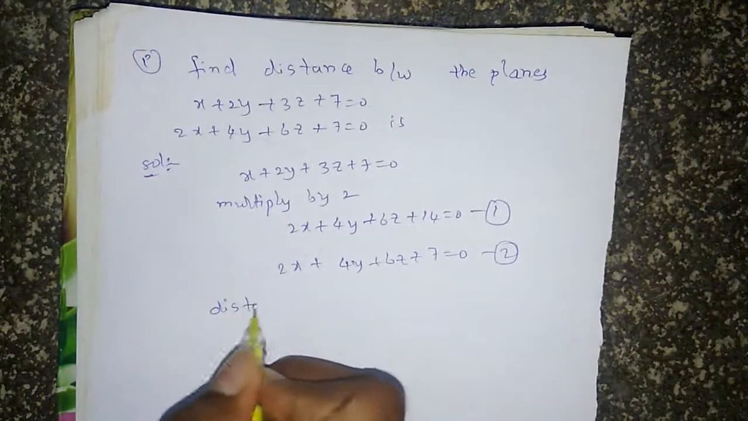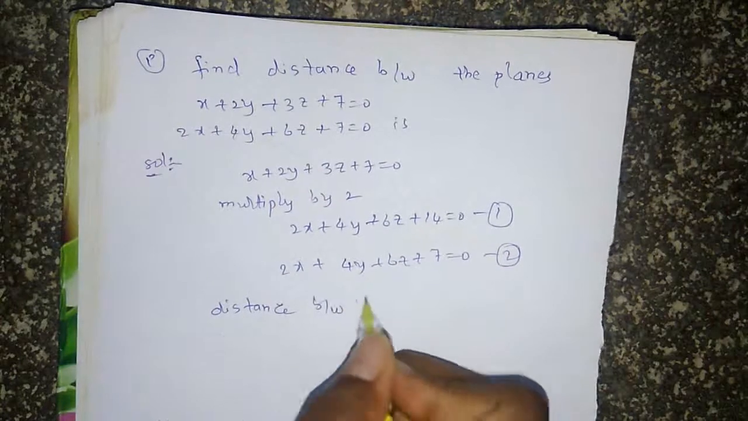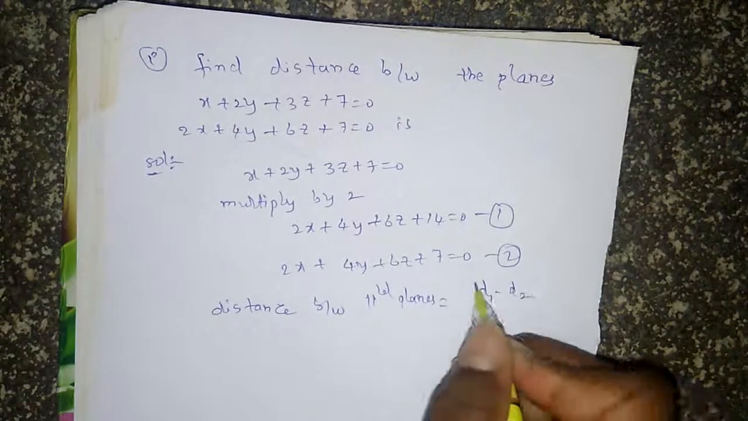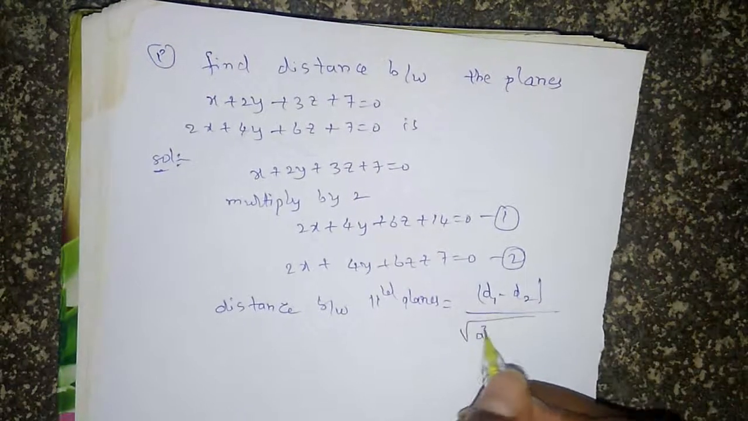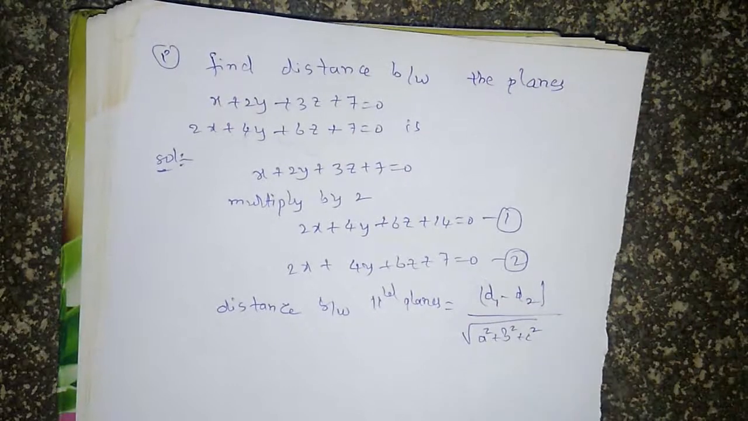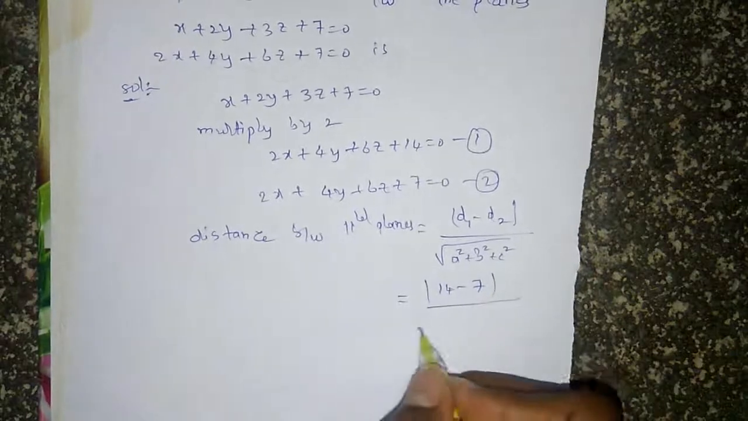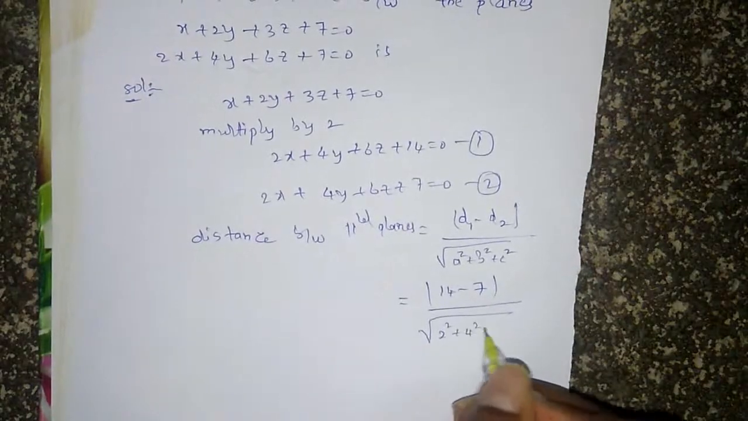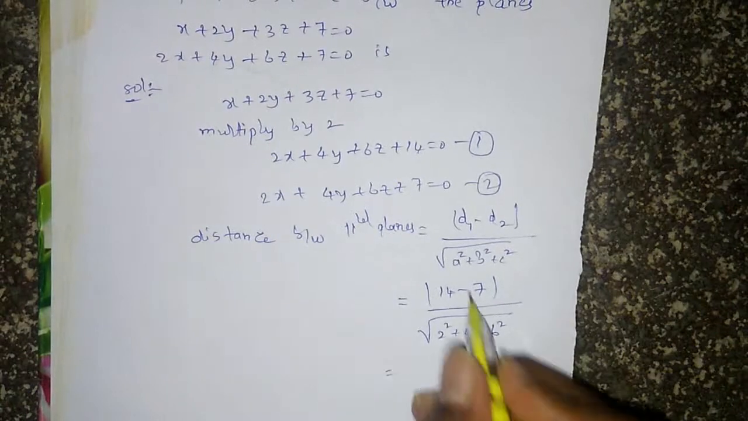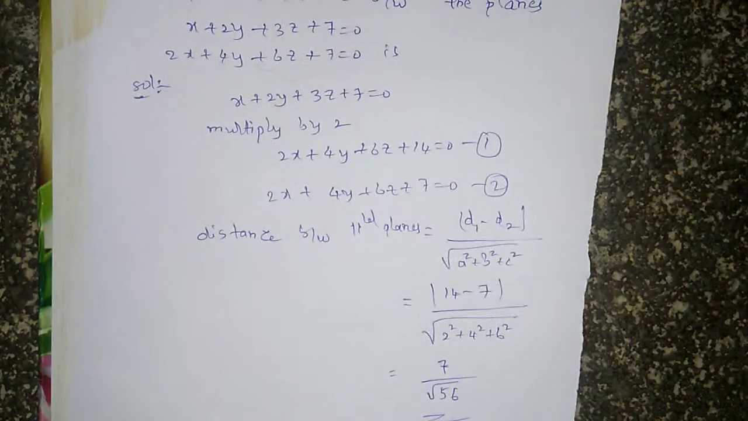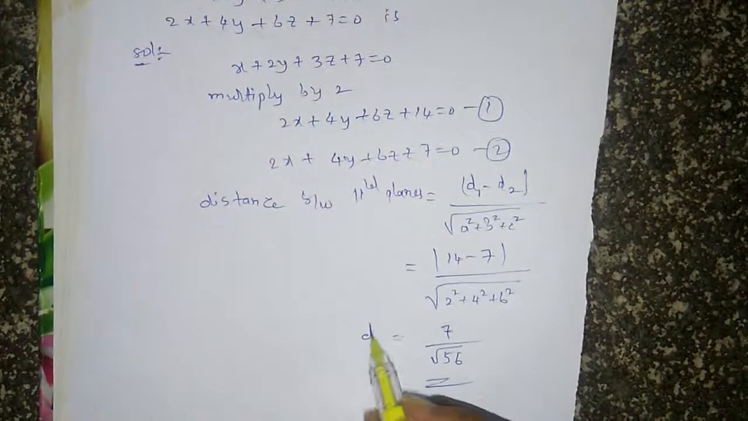Now the distance between parallel planes is equal to, the formula is d1 minus d2 by root of a square plus b square plus c square. So here apply the formula: 14 minus 7 by root of 2 square plus 4 square plus 6 square, that is 7 by root of 4 plus 16, 20 plus 36, that is equal to 7 by root 56, which is the required distance between the planes.